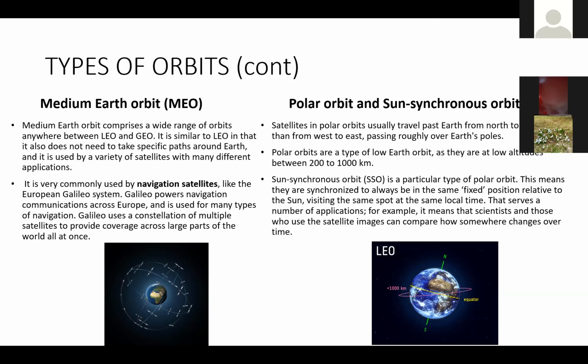Sun-synchronous orbit is a particular type of polar orbit, and that means that the satellites are located at the same position at the same time of the day. So they visit the same spot at the same local time. And this allows for a number of applications. So we can compare the changes over the same area at the same time.